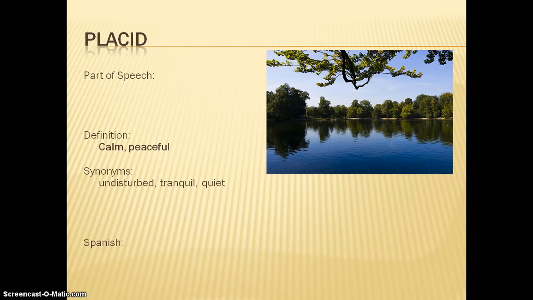Placid means they've already been placated. Placid means calm and peaceful. So in this case, you can see this placid lake, right? And the sky is blue, and the lake is calm. There are no waves or anything. There are no boats disturbing it. Everything is tranquil, is undisturbed, is quiet, is placid.